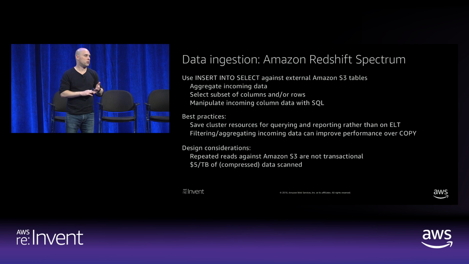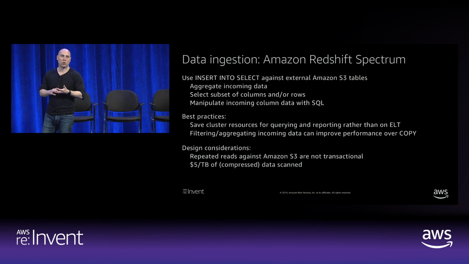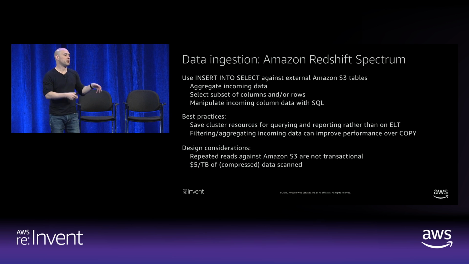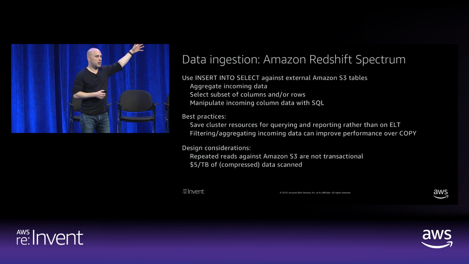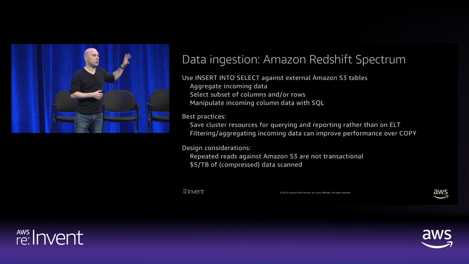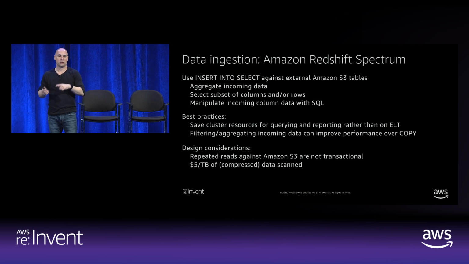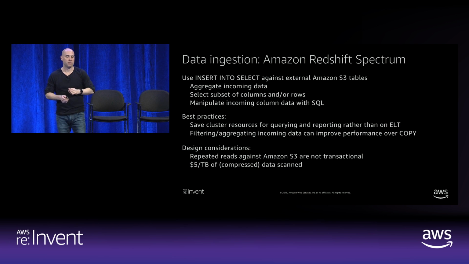One, you have full SQL. So you can aggregate incoming data with Spectrum. You can select a subset of columns, or you could also filter out rows that you don't want. So you can do a lot of data cleansing on the incoming data out of S3. And that's not something you can do with a copy statement. So if you think that it would be beneficial to you, definitely check out using Spectrum to ingest your data if there's some benefit for you.